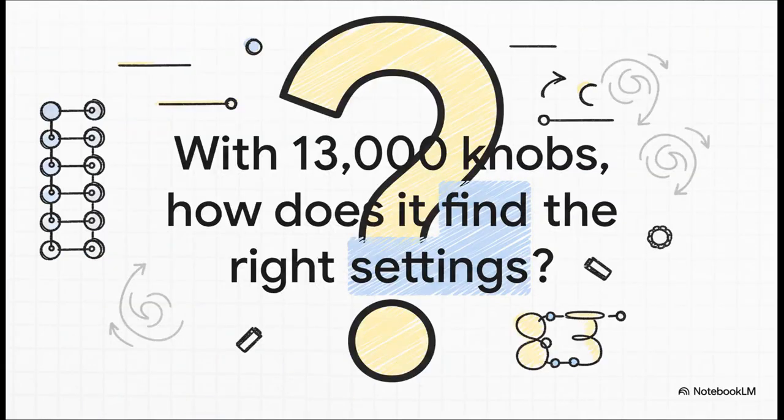Which, of course, leads to the billion-dollar question, right? With 13,000 of these little knobs to tune, how in the world does a computer figure out the perfect settings to solve the problem? How does it know which way to turn each dial? Well, that process, that's what we call learning. And that, my friends, is where the real power of all this is truly unlocked.